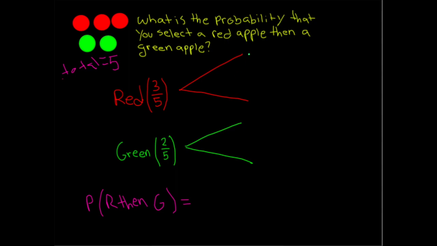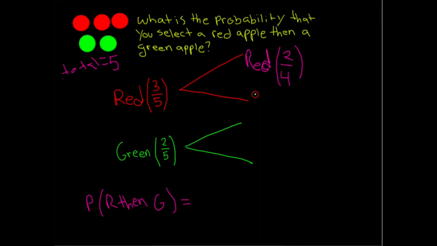If I selected a red apple, I'm assuming that I already took it out of the pot. So let's say the probability of selecting red a second time. Well, if I selected a red the first time and I took it out of the group, I would say, well, there are only 4 apples left, so that's my denominator. And if I took a red one out, that would leave 2 red apples out of my total of 4.